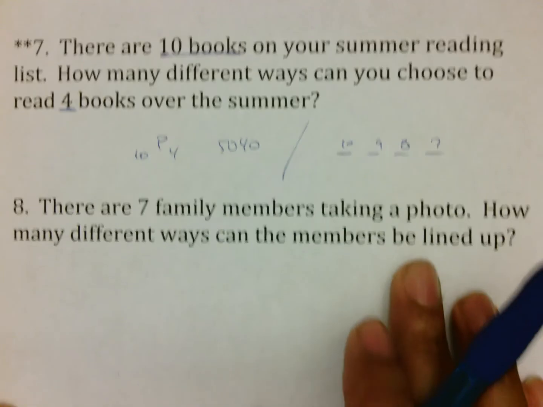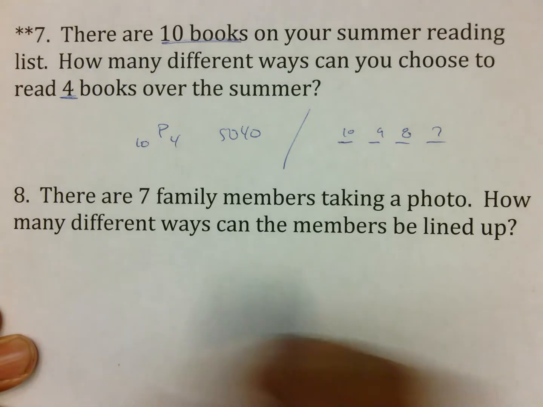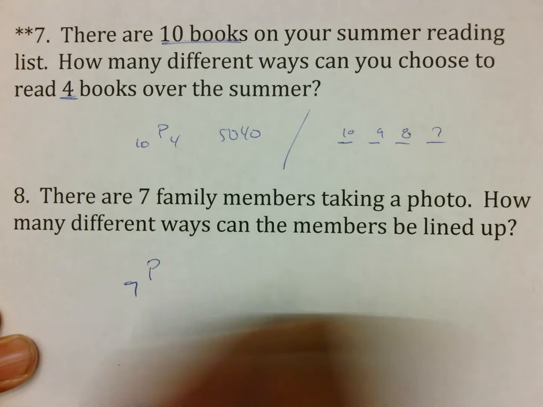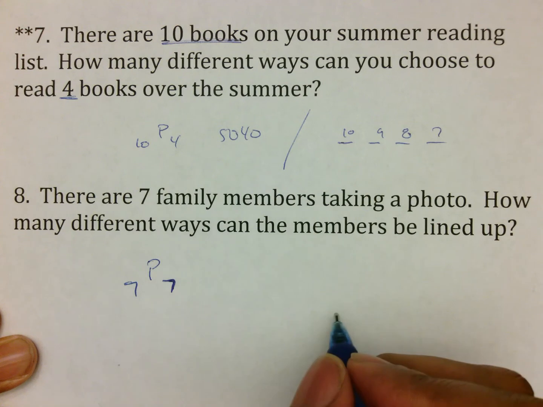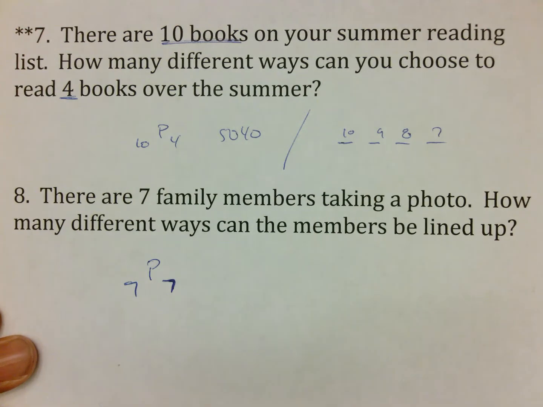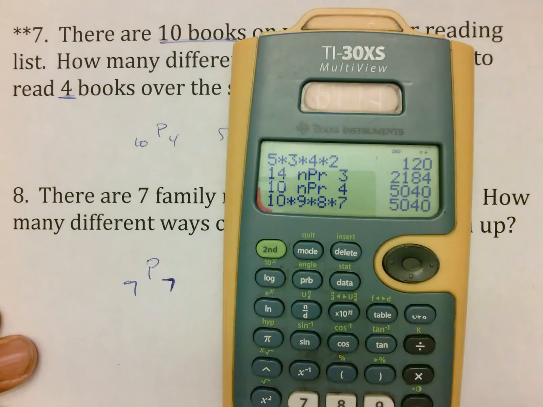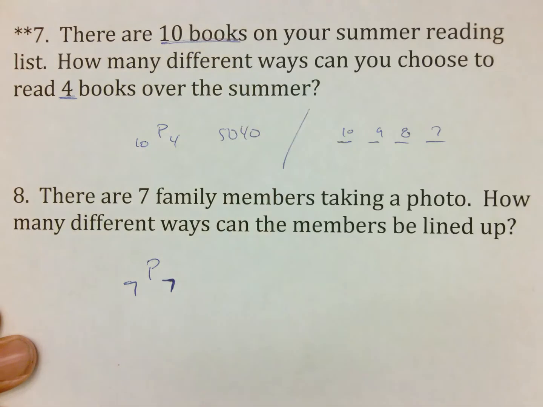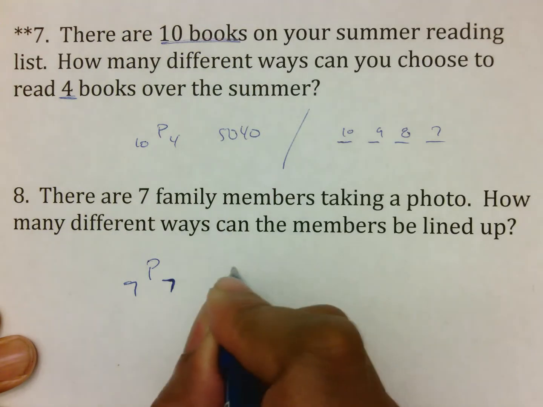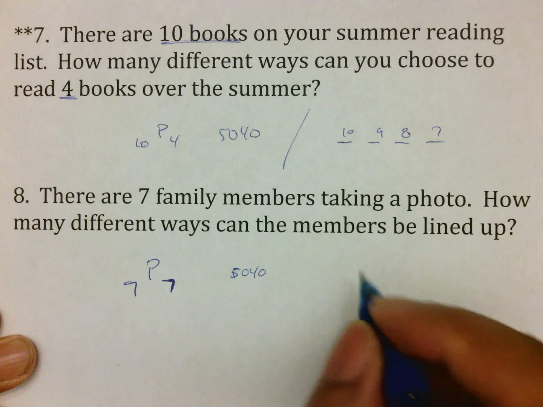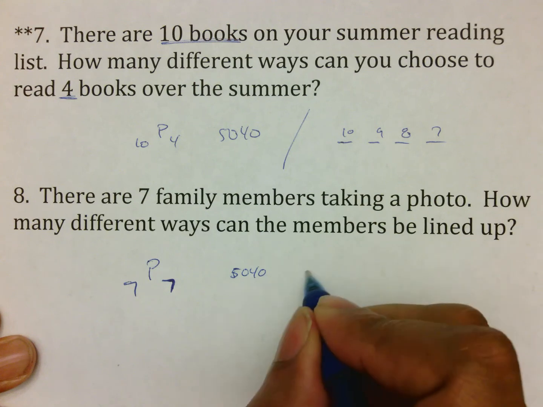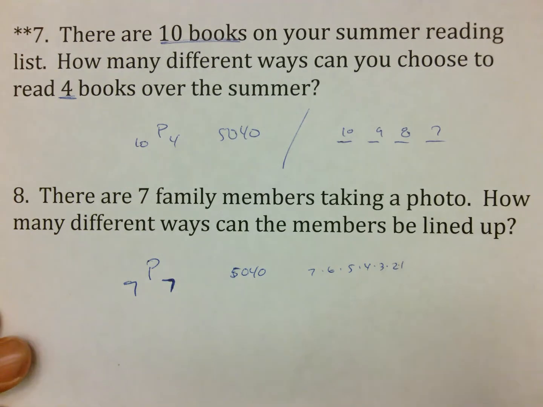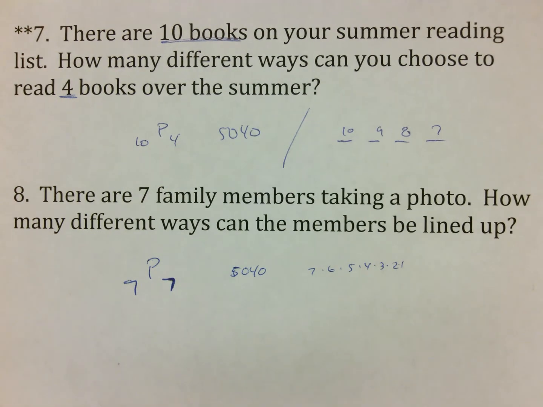7 members taking a photo, how many different ways can the members be lined up? Again, you're talking about 7 people to choose from, and if you're taking the whole photo, then of course you're choosing all 7 people, because again, putting the youngest first versus putting the oldest first does matter, so order is important. So you do 7P7, which is your 5040 here. The way you offset that is by doing 7, 6, 5, 4, 3, 2, 1, which if you were to type that in, I'm pretty sure you would get the same answer there also.